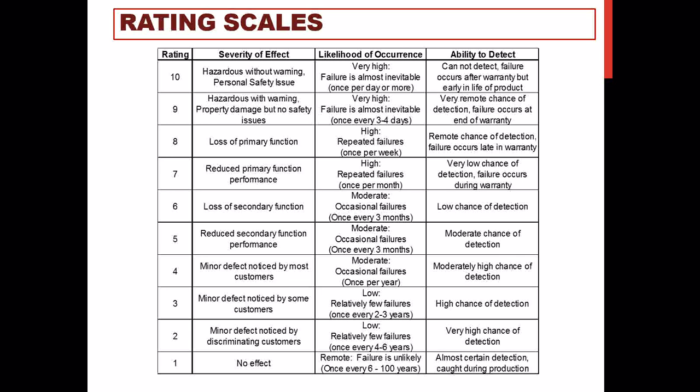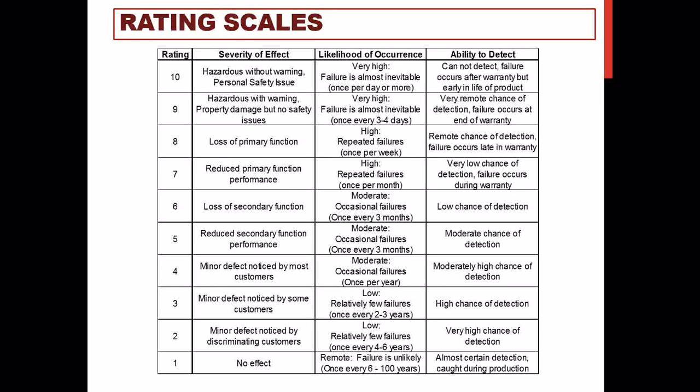And I'll get into that in just a little bit. So again, we want to create a risk priority number. We're going to do that by taking the rankings that we have for severity, for occurrence, and for detection, and multiplying those together to get our risk priority number.